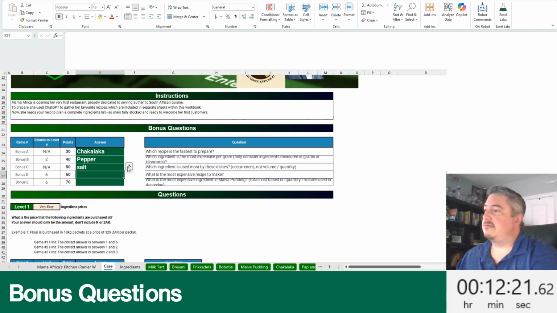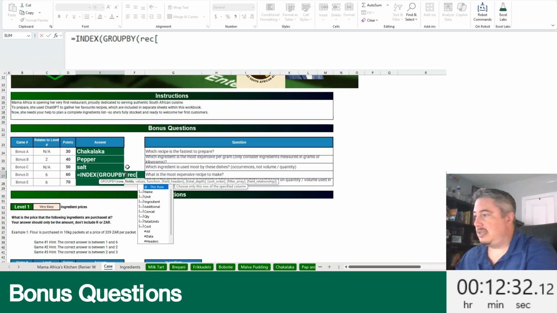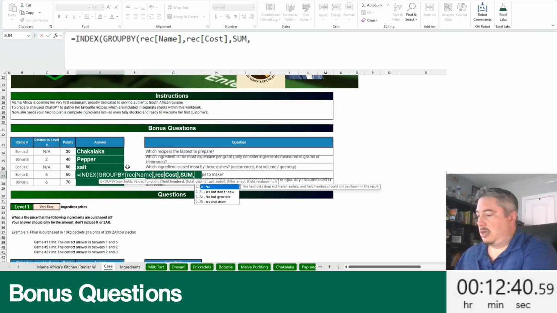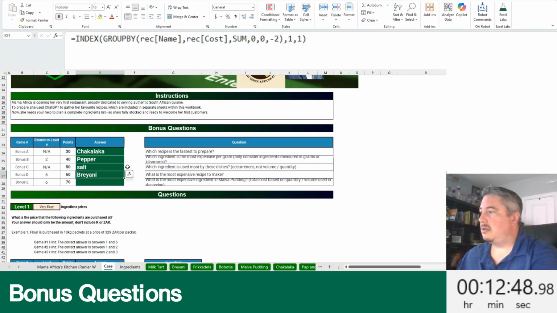What is the most expensive recipe to make? So I just sum them all, I guess. So we'll do index, group by, and we're gonna say REC name, REC cost, sum, and 0, 0, -2. No filters necessary here. Biryani.